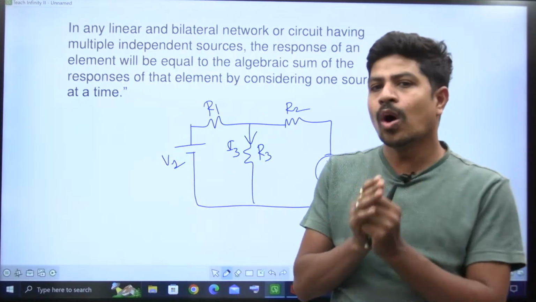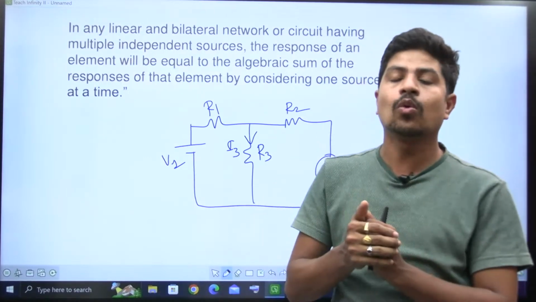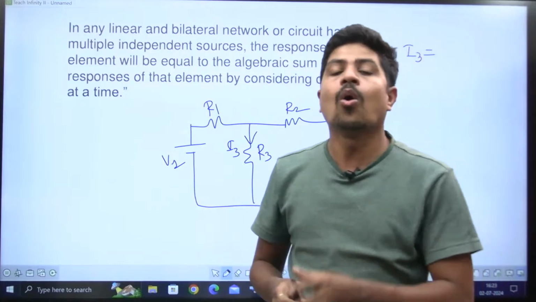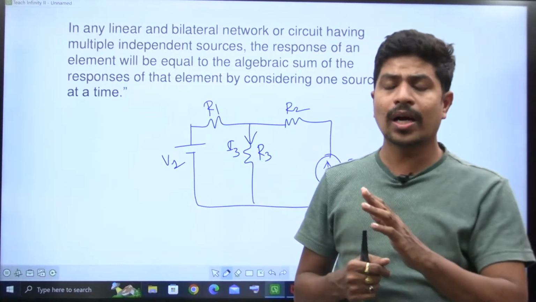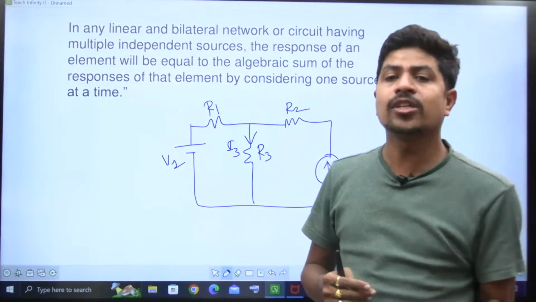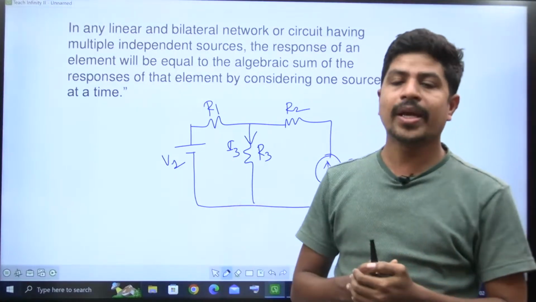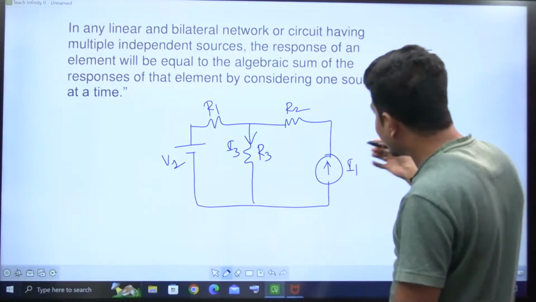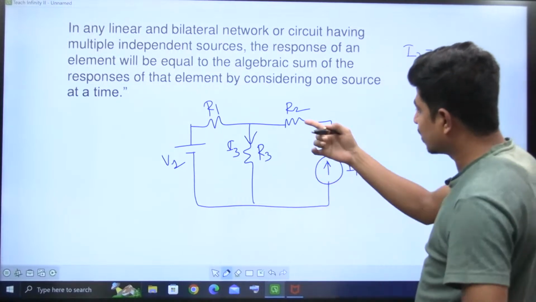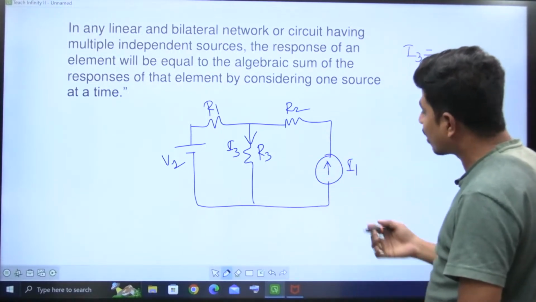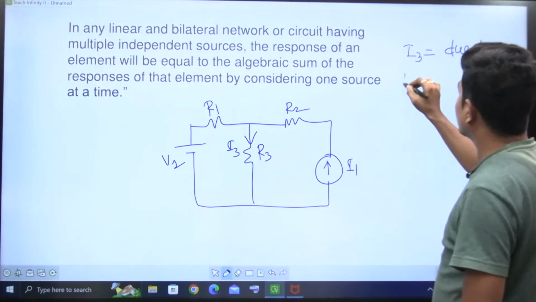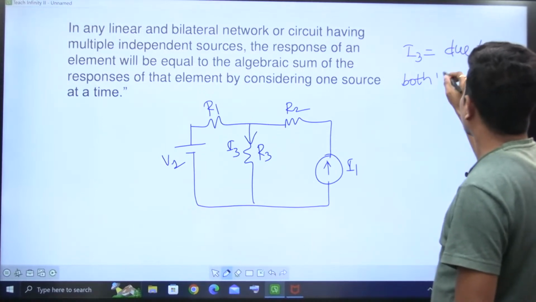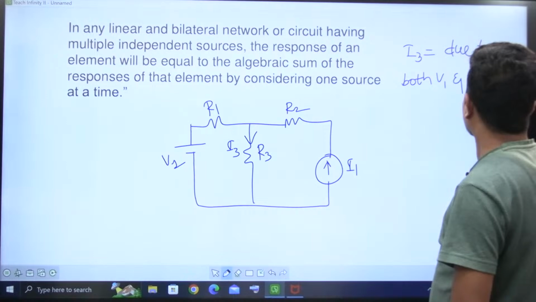Therefore, if you want to nullify, if you don't want to consider a voltage source, short it. Sorry, if you don't want to consider a current source, you open it, make it open circuit. So I3, the branch current, see the current in branch 3, R3, that is due to both V1 and I1, right?